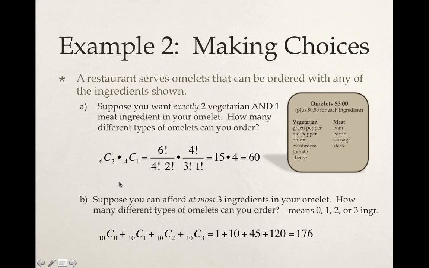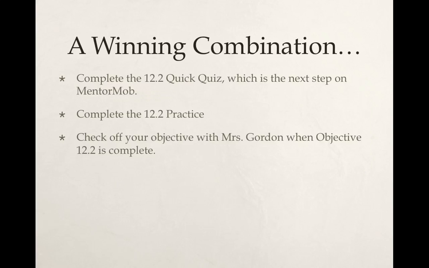Okay? Alright, so that's the information you need for combinations. You should now go to the Mentor Mob if you're not there, or if you are there, just go to your next step and take the 12.2 quick quiz. Once you've taken that quick quiz and submitted your answers, then you can move on to working on your 12.2 practice. And once you've completed this entire 12.2 objective, make sure you show it to me so that we can check it off.